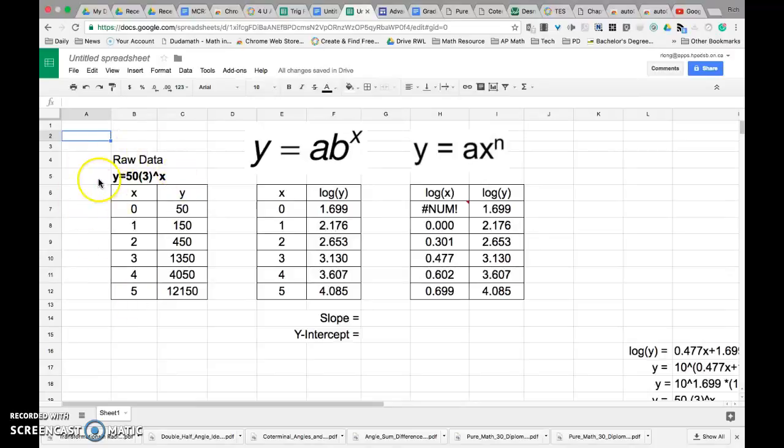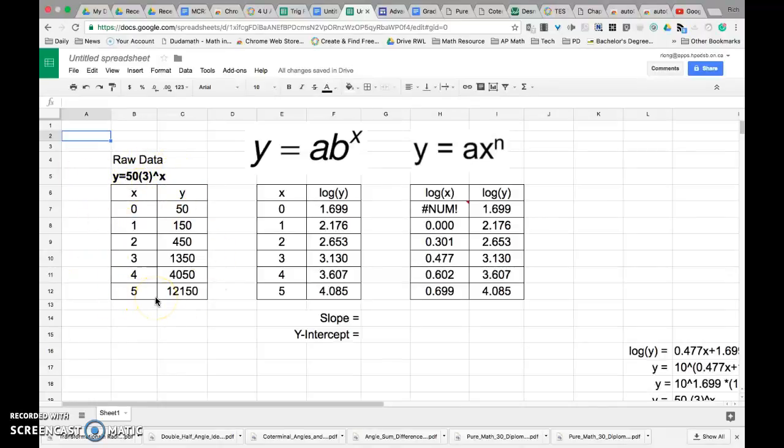So this is our raw data. You can see it starts at 50, and each time x increases by 1, it multiplies by 3. So 50 times 3 is 150, times 3 again is 450. Basically, start at 50 and multiply by 3 repeatedly: 50 times 3 to the x. So this is a nice clean set of data.